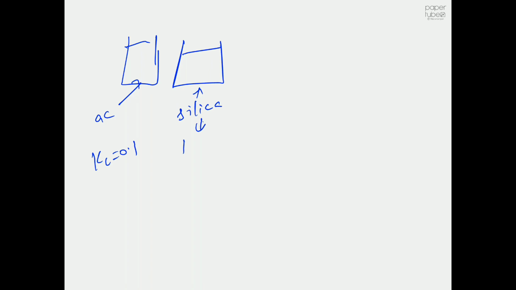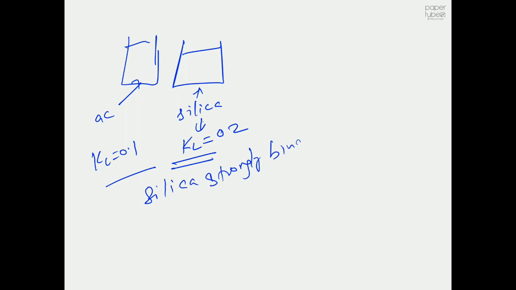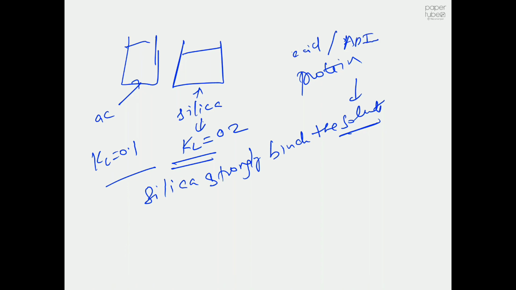Imagine we are performing two different experiments. In one we are using activated carbon, in another we are using some silica material. If your KL value is 0.1 for one, and in this case the calculated KL value is 0.2, what this means is that silica binds the solute more strongly. This solute can be anything. It can be a protein or an acid or any other API molecule, for example paracetamol or an antibiotic.